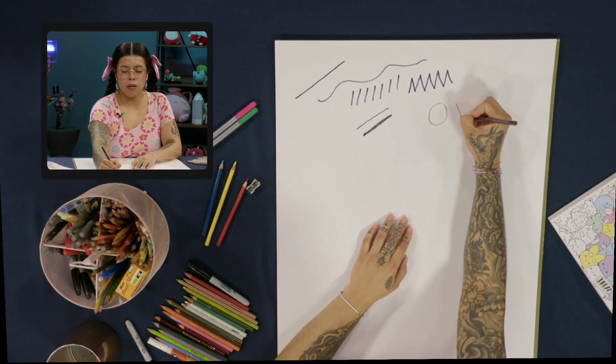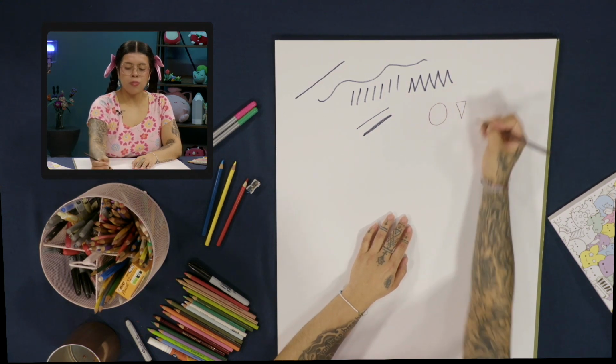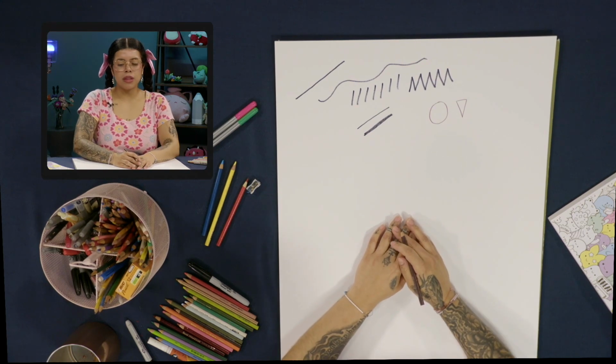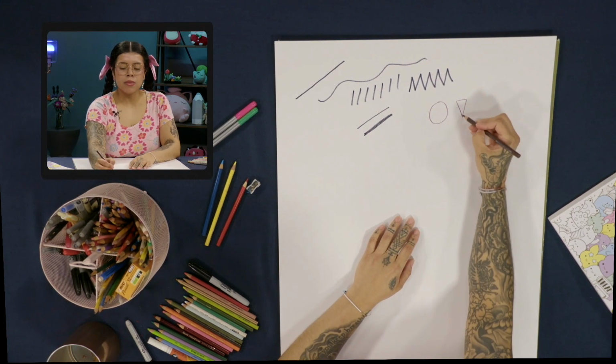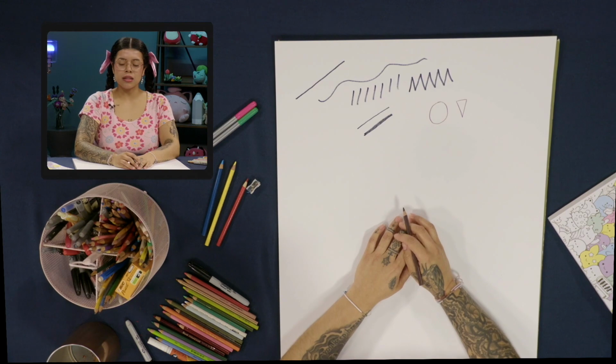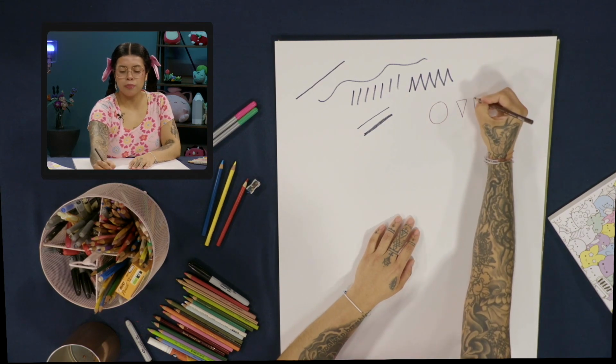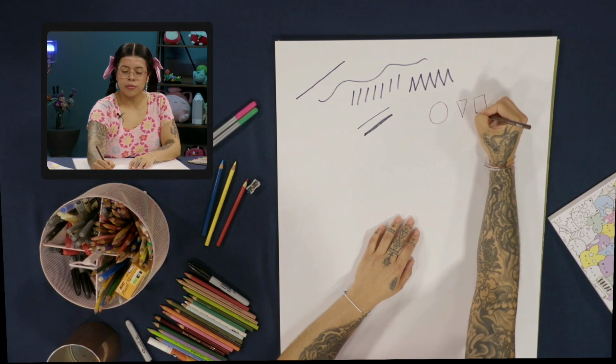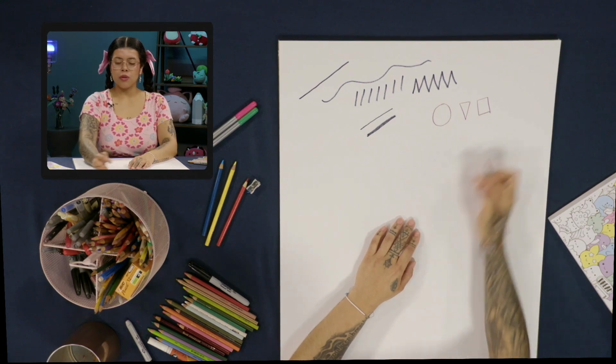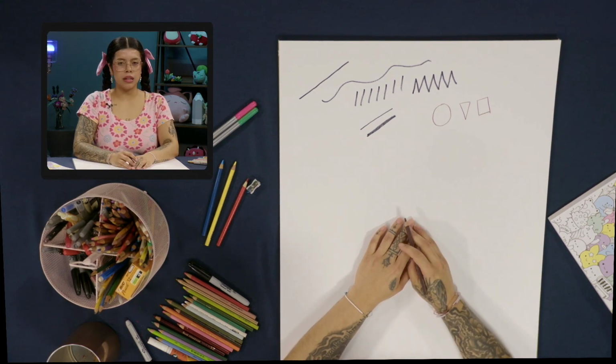Let's make a triangle. The pointy sides of the triangle can kind of make me think of anger, but sometimes it also just makes me think of balance. Let's try a rectangle. I love rectangles. Rectangles make me feel stability. They make me feel like everything's right in the world.